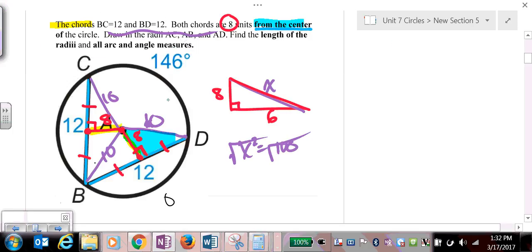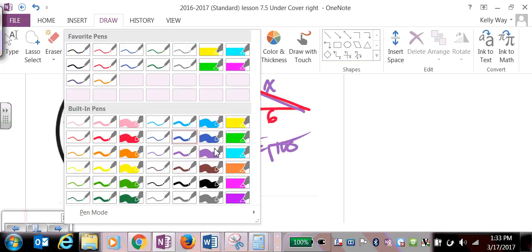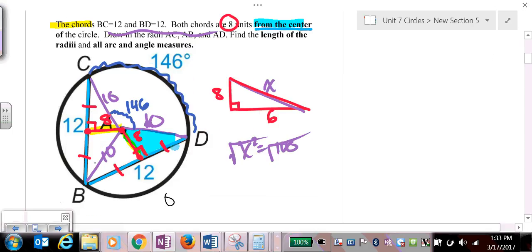Measure of the central angle to the right. So we do this, and that means this is how much? 146. All right. Now, since those triangles are congruent, which they are, let's swing this around. I'd like you to find the giant arc, the blue. Go. The giant blue arc.